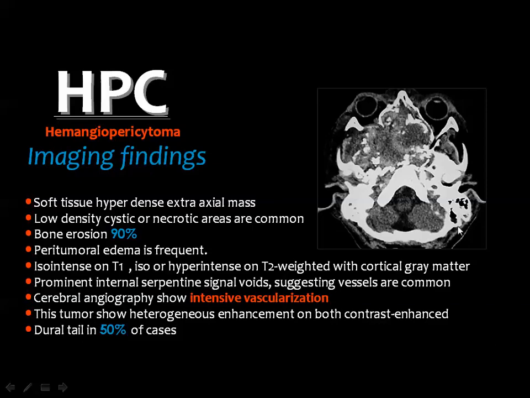Then hemangiopericytoma also, if it occurred in the head and the neck, it will not have a specific imaging criteria, except that the tumor is extensively hypervascular. And the lesion has a heterogeneous density with cystic and necrotic areas that are common. Bone destructive changes are seen in about 90% of the cases.